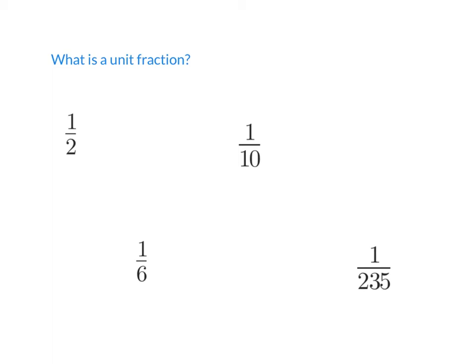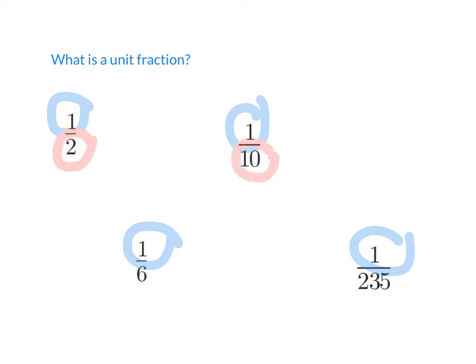If you look at these examples of unit fractions on this screen, you can see what they all have in common is their numerator is 1. As we've learned before, the denominator tells you what kind of units you have. For instance, in the first one we have halves, here we have tenths, we have sixths, and here we have 235ths. A unit fraction is a fraction where the numerator is 1 because you have one of the units. For example, here we have 1/2, 1/10, 1/6, and 1/235. A unit fraction, again, is one of the units.